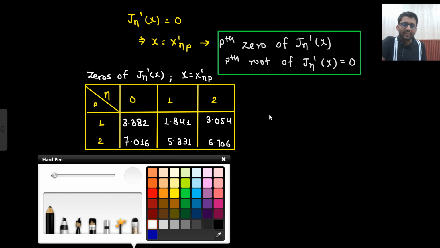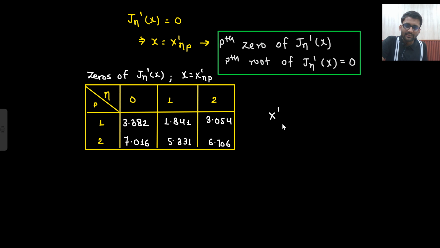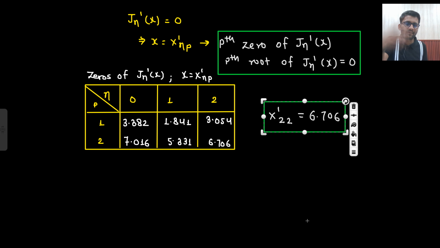Okay, so from this table, if I ask you the value of x dash 2, 2, what would that be? So at n equals 2, at what value of x is Jn dash x, or you can say J2 dash x, becoming 0 for the second time? So 6.706.